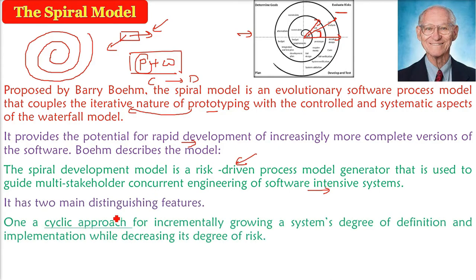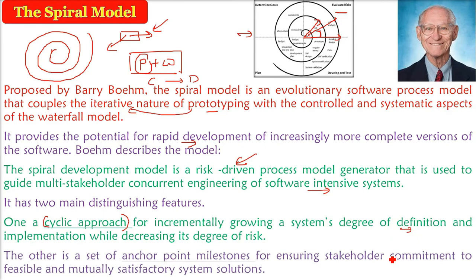This spiral model is different from others. It has two distinguishing features. One is a cyclic approach. You see here, it is like a cycle. In one cycle you go to complete certain work. Then again, you have to go to another cycle. In the cyclic approach, you are incrementally growing the system's degree of definition. That is, you are understanding more and then implementing so that you can decrease the risk.